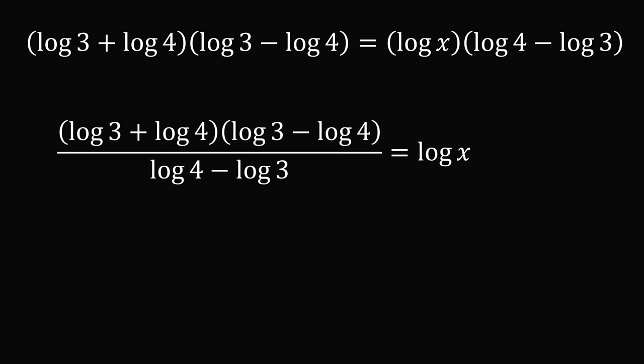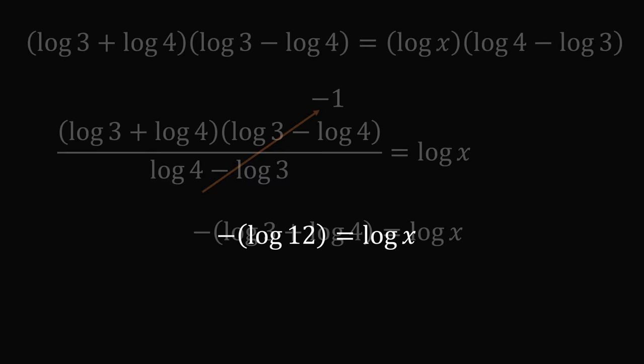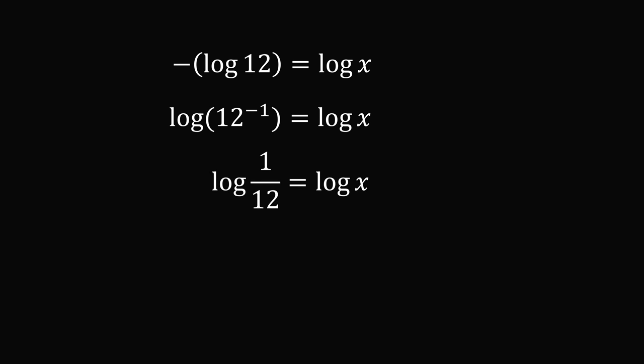Log 3 minus log 4 is the opposite of log 4 minus log 3, so these cancel out to be negative 1. So we have log x is equal to the opposite of log 3 plus log 4, but log 3 plus log 4 is equal to log 3 times 4, which is equal to log 12. We're getting close. So negative log 12 will be equal to log of 12 to the negative 1. 12 to the negative 1 is equal to 1 over 12. We now exponentiate on both sides, so we get that x is equal to 1 over 12.